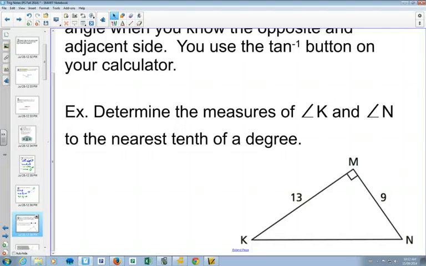Here our right triangle is flipped a little bit upside down. The right angle is right here, so you know that this side over here is your hypotenuse. So let's find angle K first. That's this one right here.